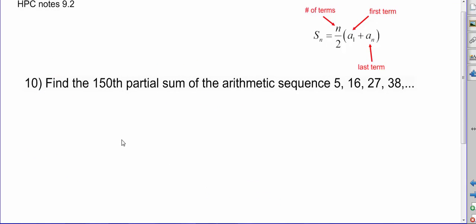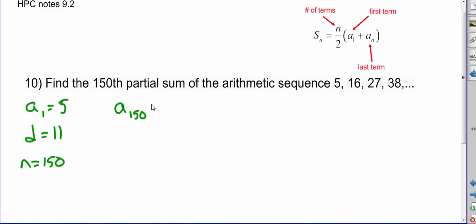We're going to use that same formula for a problem like this. It says find the 150th partial sum. And here's what I know. I know that a sub 1 is equal to 5, and I know that the common difference here is 11. I do know that we're finding the sum of 150 terms, but before I can actually use the formula for the sum of the 150 terms, I need to actually find the 150th term.